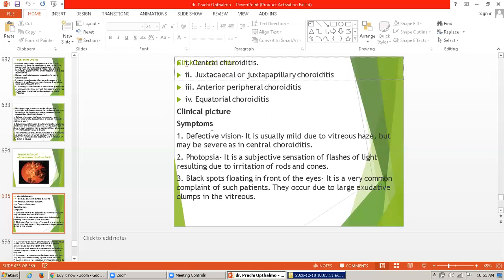Then the clinical picture contains the symptoms. The first one is defective vision. It is usually mild due to the vitreous haze, but may be severe as in central choroiditis. Photopsia is a subjective sensation of flashes of light resulting from the irritation of rods and cones. Black spots floating in front of the eyes is a very common complaint of such a patient, and they occur due to the large exudative clumps in the vitreous. So in the symptoms, there are defective vision, photopsia, and black spots floating in front of the eyes.